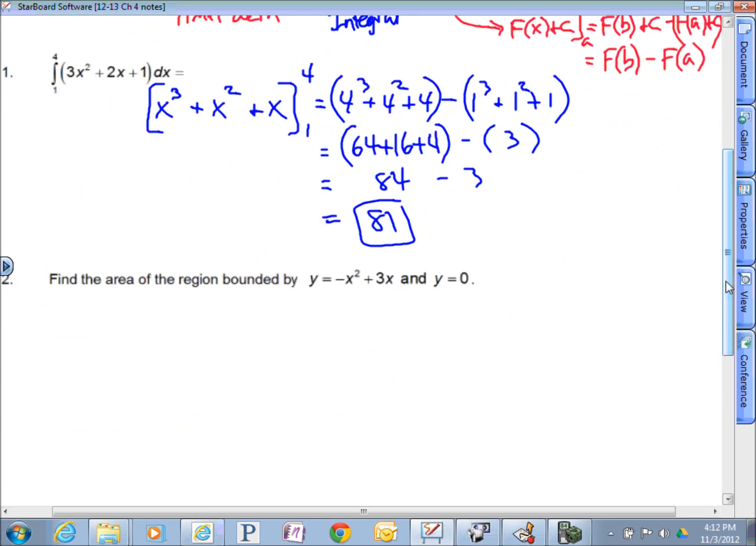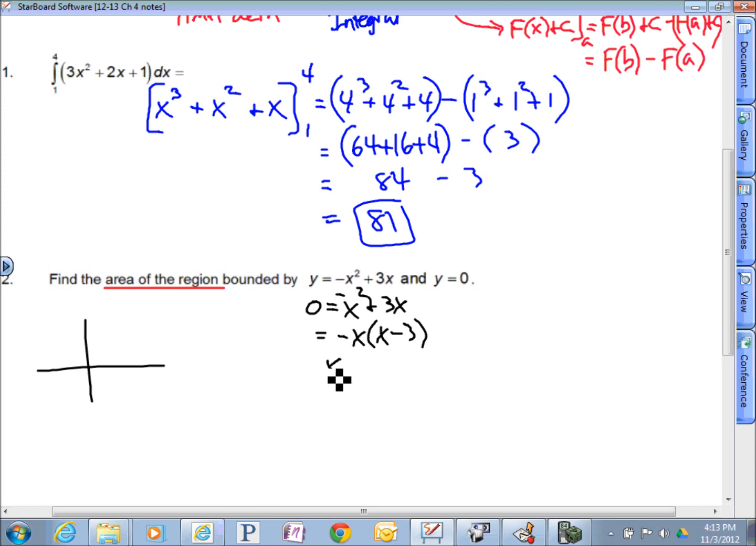Problem number 2, find the area of the region bounded by y equals negative x squared plus 3x and y equals 0. Now you're probably having an urge to pull your calculator out. I'm going to tell you that everything we're going to do here is going to be without our calculator. So we need to figure some stuff out. This time we're supposed to find the area of the region. So same deal. What's our region look like? Well, I'm pretty sure that's a parabola opening downward. If I was to find its x-intercepts, I think I'd end up with them being at x equals 0 and x equals 3.